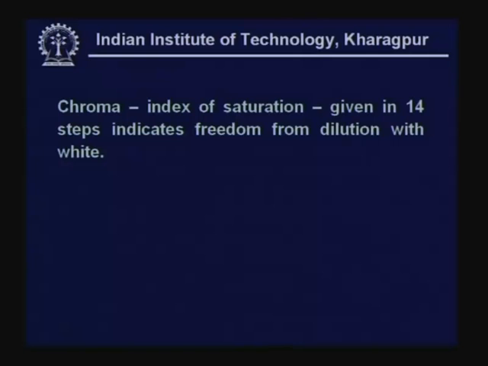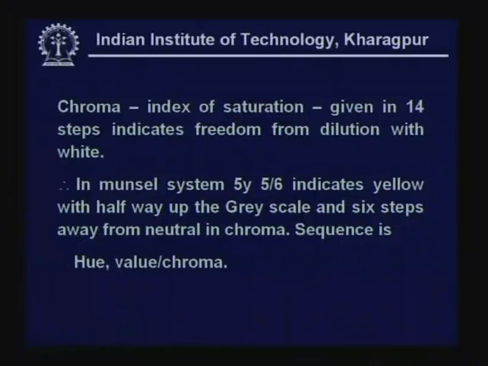Chroma is the third dimension, which is an index of saturation. So, what it says is how free it is from dilution with white. One can say a mixture with white of any hue would dilute that hue. So, this talks about the saturation, which is normally given in 14 steps. With these, if you have a Munsell chart in a book of colors specified as 5Y 5/6, it indicates a yellow hue halfway up the gray scale and 6 steps away from neutral in chroma.